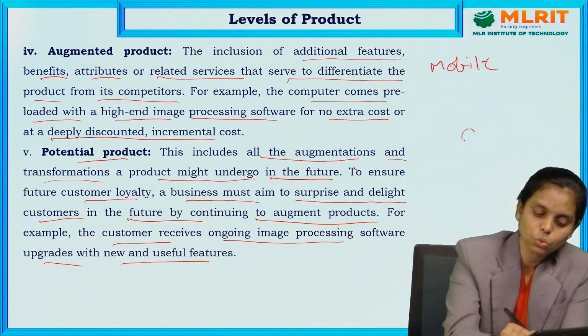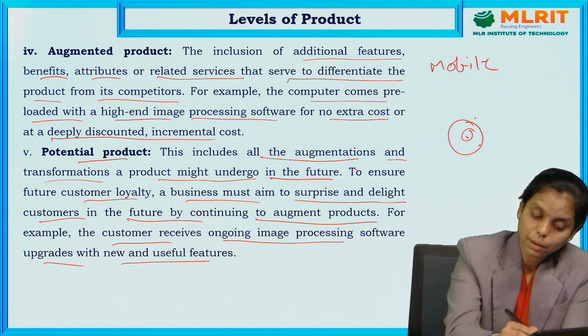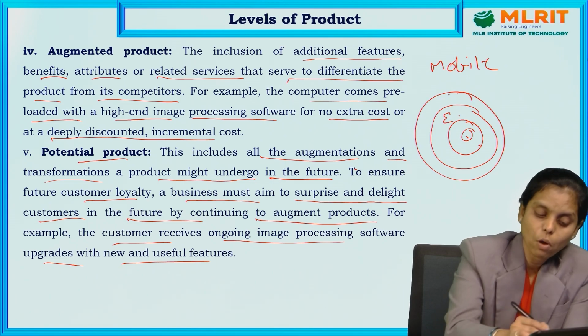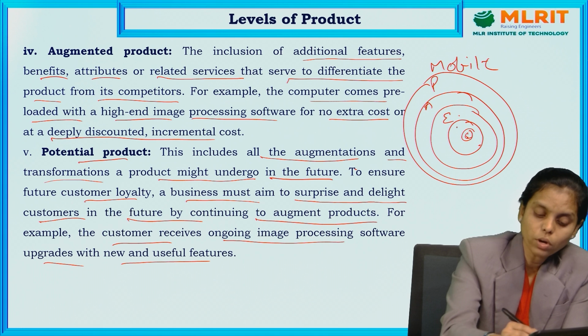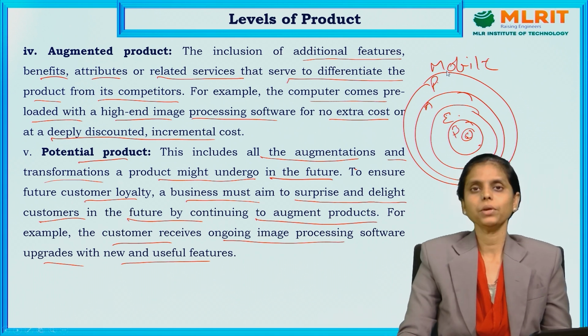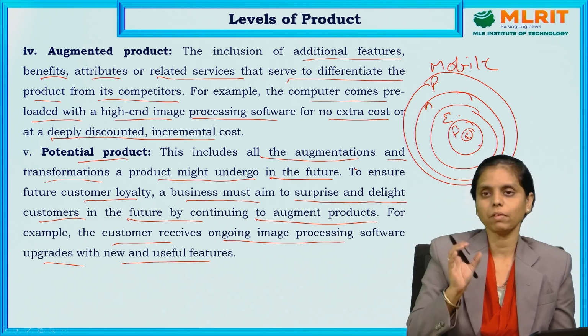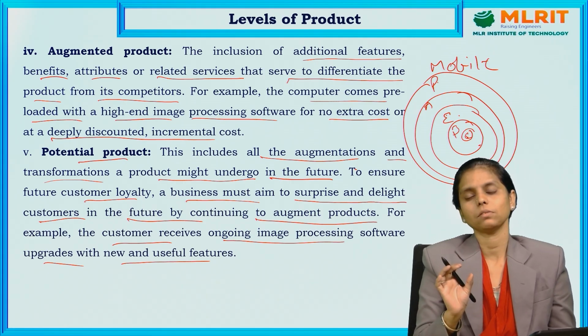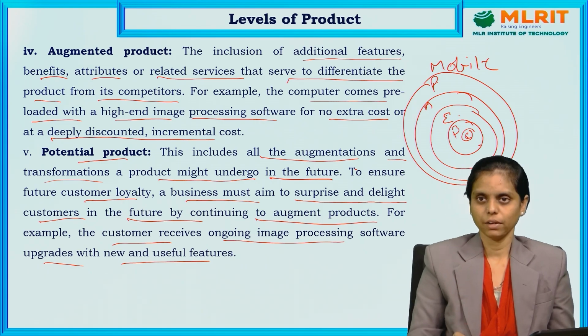Now, what are those five? Recall: core level, then the basic or generic level, expected level, next the augmented level, and the last one, potential. Core, basic, expected, augmented and potential level. We need to understand where our product falls, so that we can satisfy our customers effectively and gain competitive advantages.